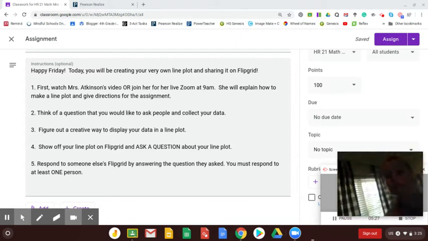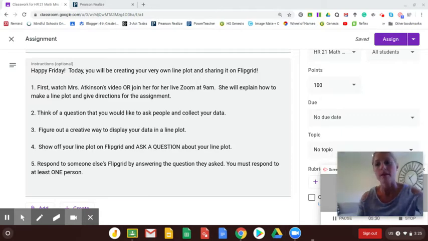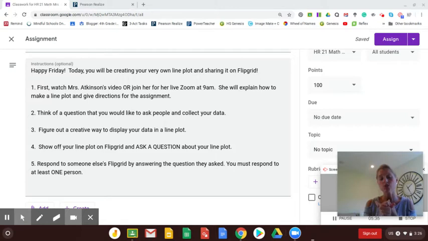All right, here we go. The assignment part of this is to actually make the line plot. It's also to make a question up that goes along with your line plot for other people to answer. Then when you post your line plot on Flipgrid, you could either write your question down like I did and show it, or you can just say your question. And then you have to respond to at least one person's Flipgrid by answering the question.